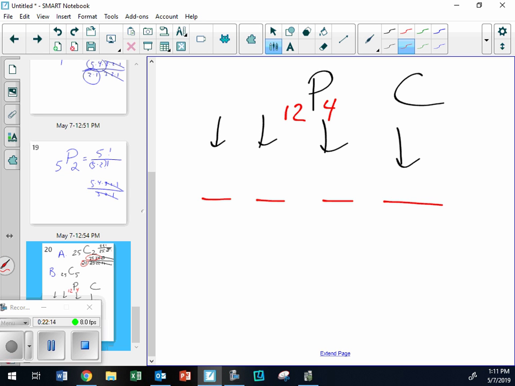Now, I'm telling you now, and they'll have to tell you on the test: does the order matter or not? Order matters. It's not a C, it's got to be a P. Then if it's 12P4, here's another way you could have done it.